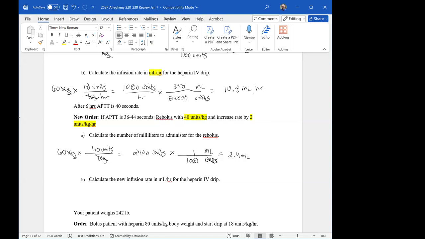For the infusion rate, this is the only thing we have to do a little bit differently than in the original, because it doesn't give us a direct number. It says to increase the rate by 2 units per kilogram per hour. So you need to know that your original was 18, I'm sorry, and so we're increasing it from 18 plus 2 to 20.